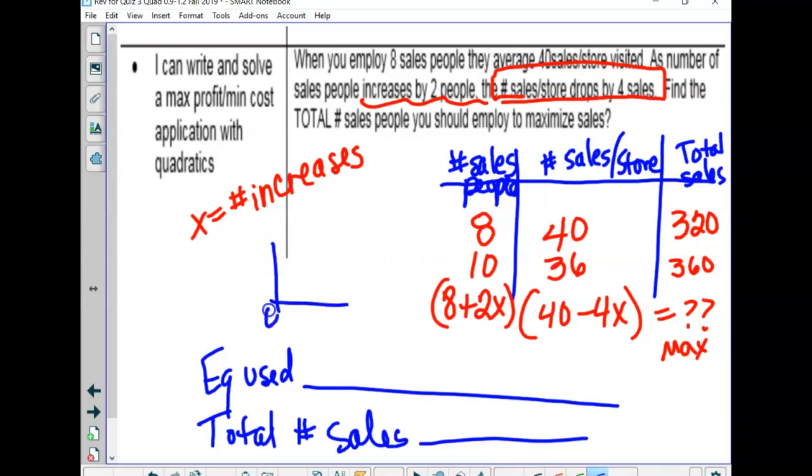This is the number of increases. How many times, I'm going to look at this one for an idea about my window. How many times can I take 4 away from 40 before I run out of sales? Okay, so that's just helping me find a window. If you don't get that, it's fine. You'll figure the window out by trial and error. But what about Y? I know it's above what? 320 or 360 or something here, right? Yeah, I might even go 500.